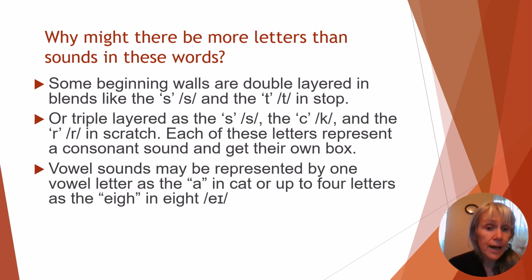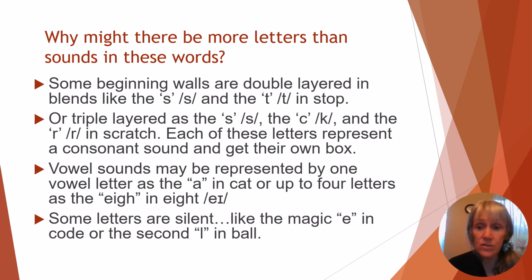We also know that vowel sounds may be represented by 1 vowel letter, as the A in "cat" is, but it can be represented by up to 4 letters, even consonant letters. A combination of E, I, G, H, for example, in "eight". In "eight", E, I, G, H is the A sound that we hear.